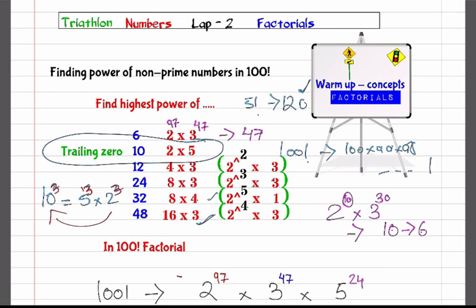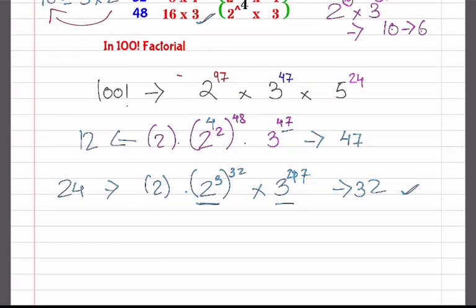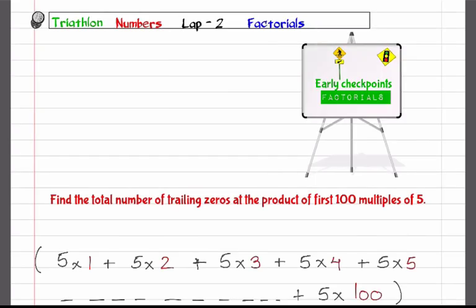So similarly, we'll start with this. I am asking you the number of zeros at the end of 100 factorial. So how many 5's do I have? 24. How many 2's do I have? 97. So how many zeros will I have at the end of this? Maximum I have 24. So 24 trailing zeros will be there at the end of 100 factorial. So this gives me the answer to the question. Now let's start with a few early checkpoints. This was just the warm up, brushing up the basic concepts related to factorials.